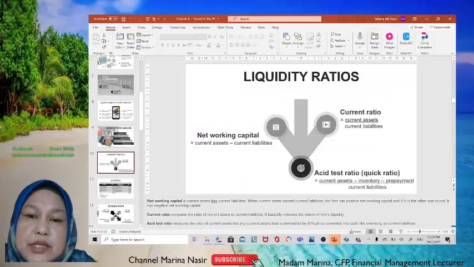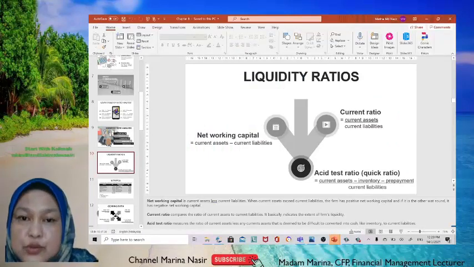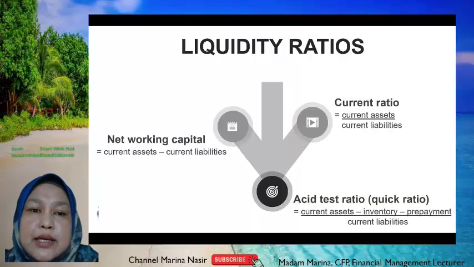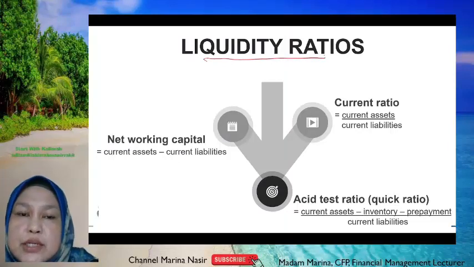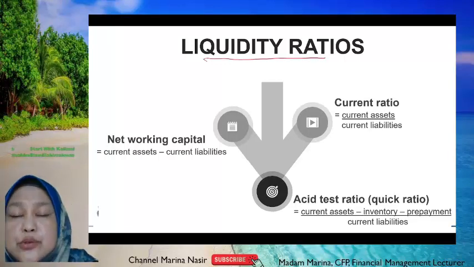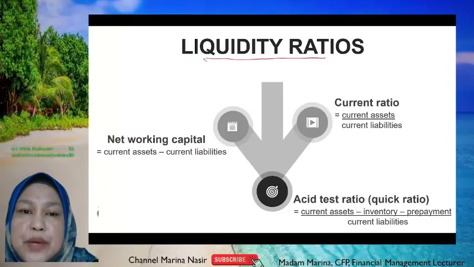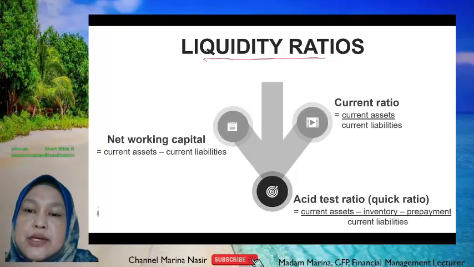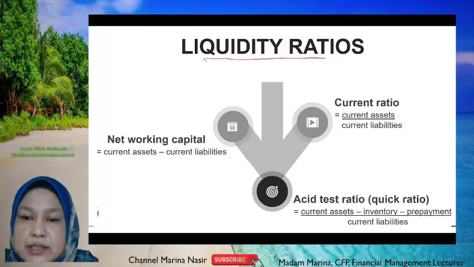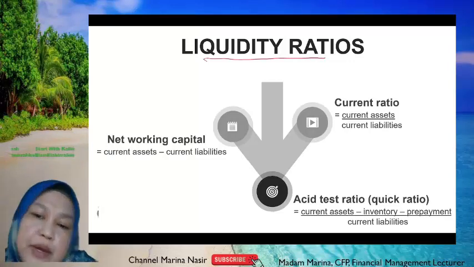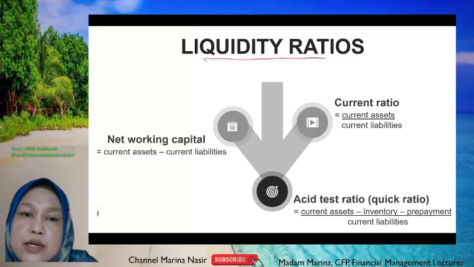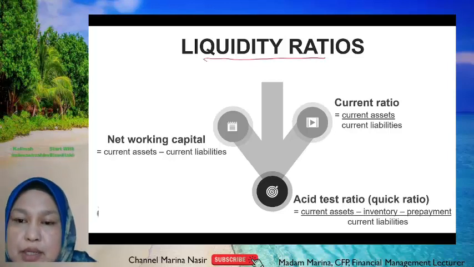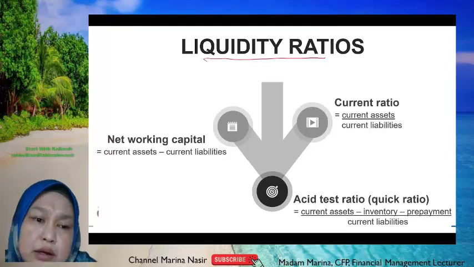For liquidity ratios, why do we have to calculate the liquidity ratio, class? With the liquidity ratio, we actually want to measure the ability of the company to pay its short-term obligations. What is a short-term obligation? For example, current liabilities. What are the items under current liabilities? We have accounts payable, short-term loan, and bank overdraft. So that's why we have to calculate the liquidity ratio, to see whether this company or our company can pay our short-term obligations or not.